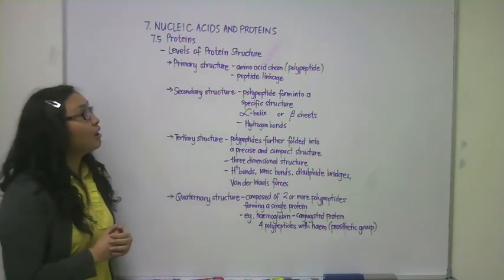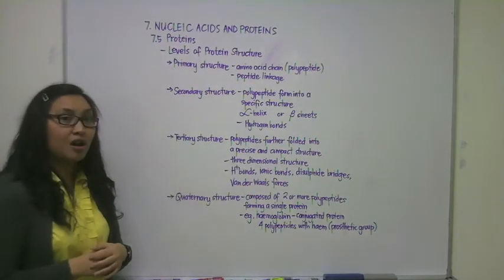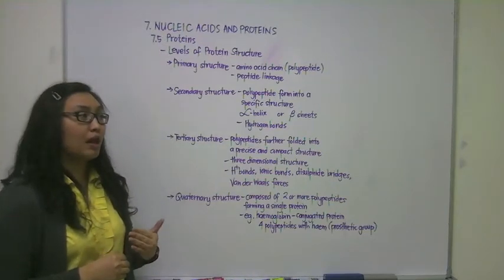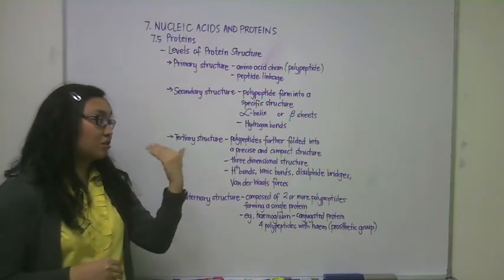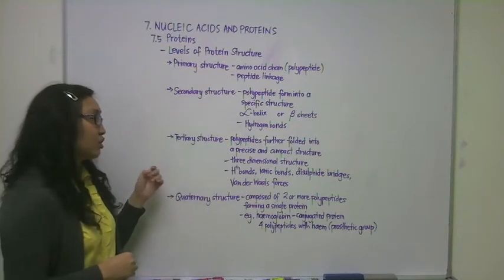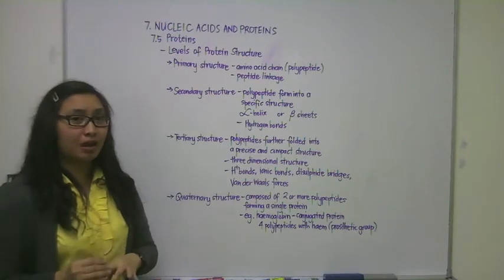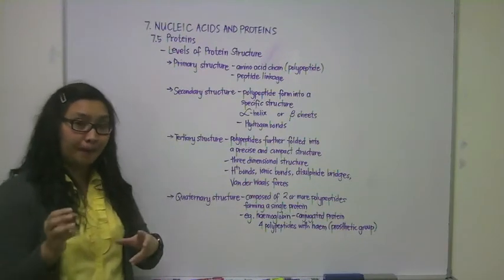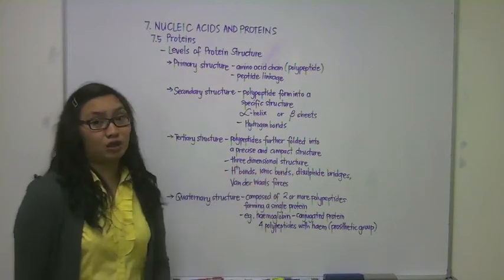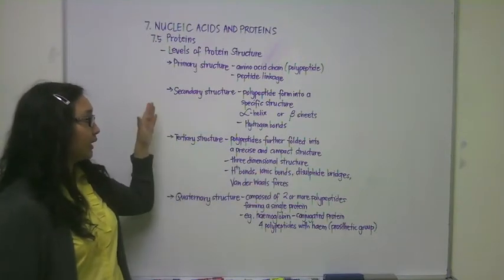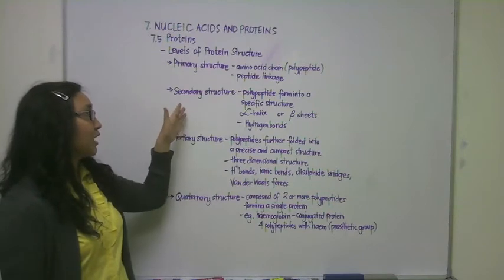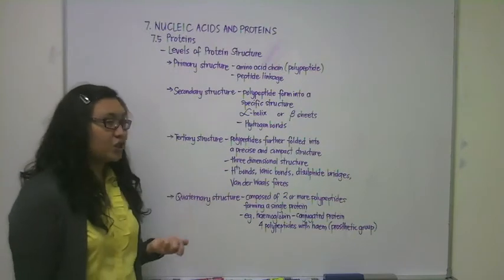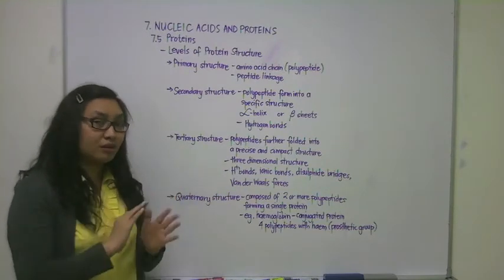Okay, so the third level of protein structure is the tertiary structure, wherein a polypeptide is further folded into a more precise and compact structure. We can also point out to our students that tertiary structure is only present whenever the polypeptide is in a 3D structure. The difference between secondary and tertiary structure is that secondary structure often comes in 2D only, whereas tertiary comes in a more 3D structure.